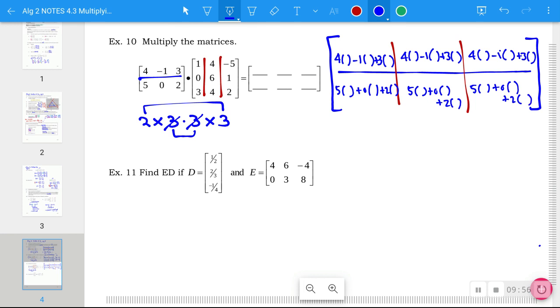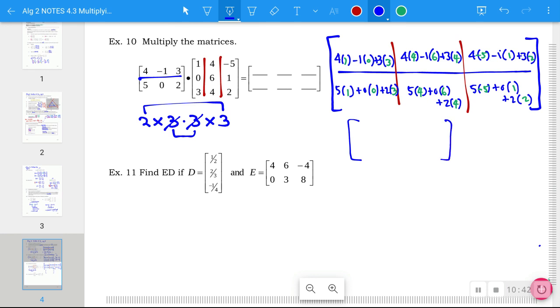Okay, now I'm ready to fill in the left-hand side of this thing. And I'll use green here. We have the numbers in order 1, 0, 3. So 1, 0, 3, 1, 0, 3. Okay, the middle one is 4, 6, 4. And the last one is negative 5, 1, 2. Okay, now it's just a matter of simplifying all these corners.